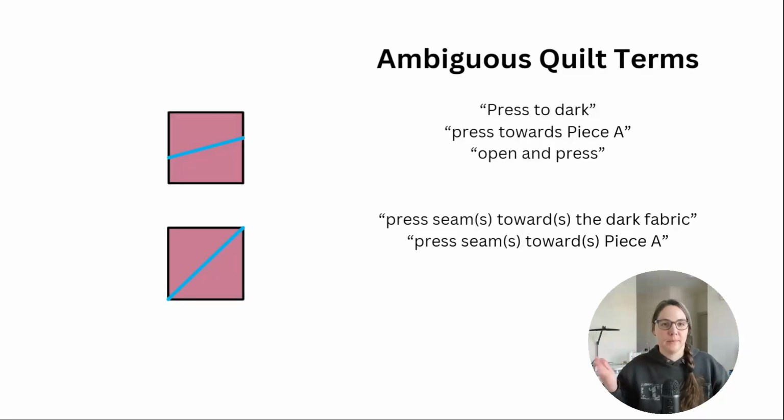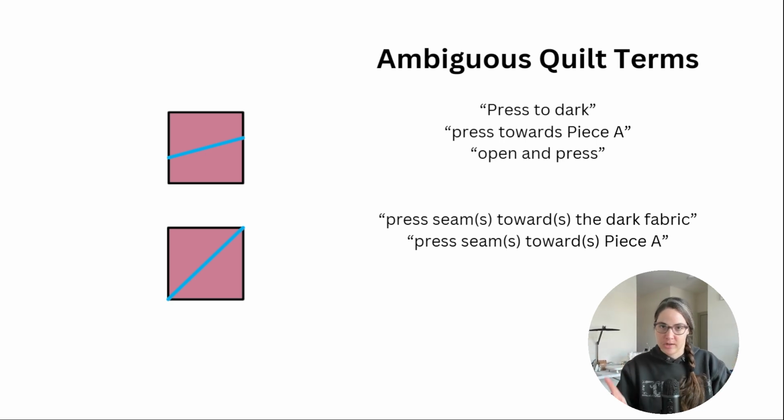If you're used to telling people to open and then press, just get rid of that. Just say press and give a direction, right? Press to dark is not correct English. Press what to dark? And you're not pressing it to dark, you're pressing it towards dark, right? Dark fabric, dark hole. There's not enough information there, right? We're missing some subjects. And so a better way to say that is press seams toward the dark fabric or press seam towards the dark fabric, right?